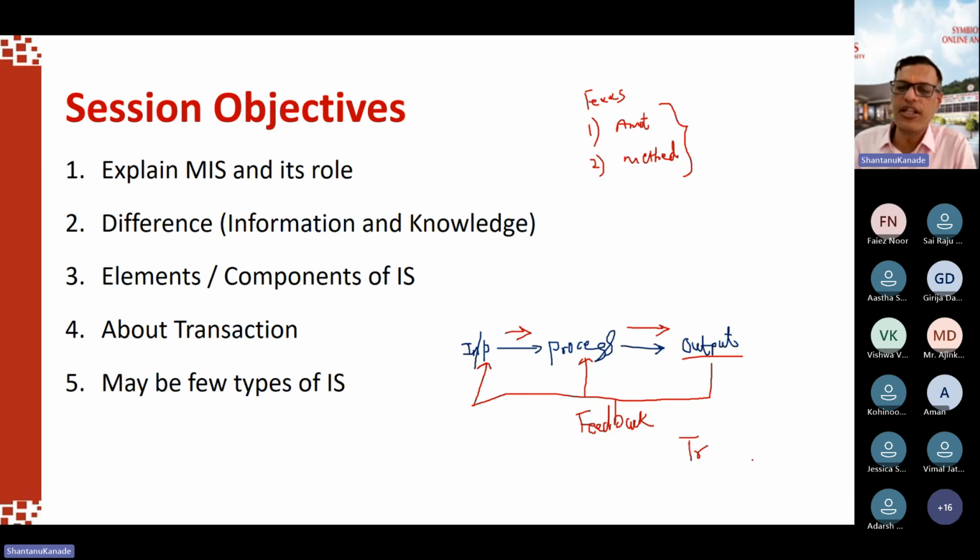Is it clear what is input, process, output? What is a feedback mechanism? And what is the concept of transaction? Any questions, any queries here? No, sir, it's clear. Have you understood? Yes, sir. Okay. Can anybody give me some more examples of systems?